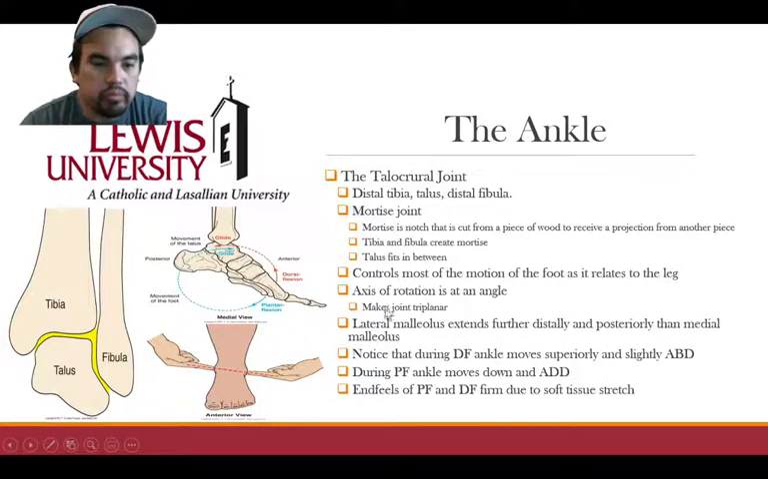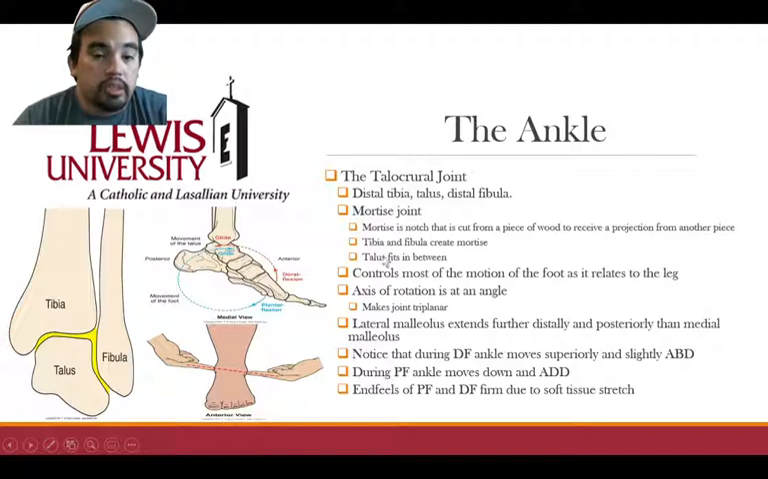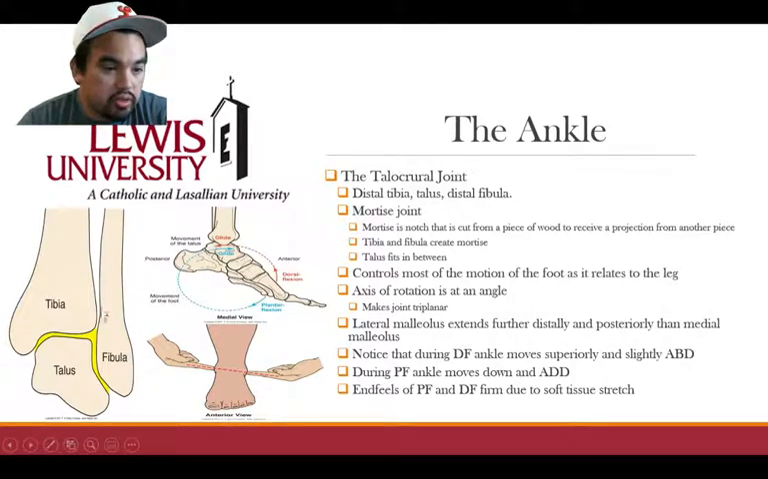We call this a mortise joint, right? It's kind of like a brick fitting within a spot of other bricks. A mortise is a notch you cut out of a piece of wood, and that's why they use the term. But I use a brick because some people understand that a little better, since not too many people are woodworkers anymore. The tib-fib create the mortise right here, and then you just slide the talus right in. It controls most of the motion of the foot as it relates to the leg.